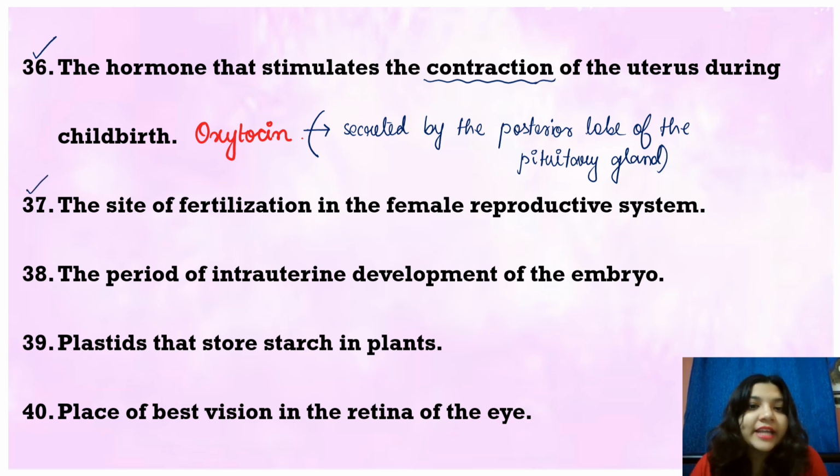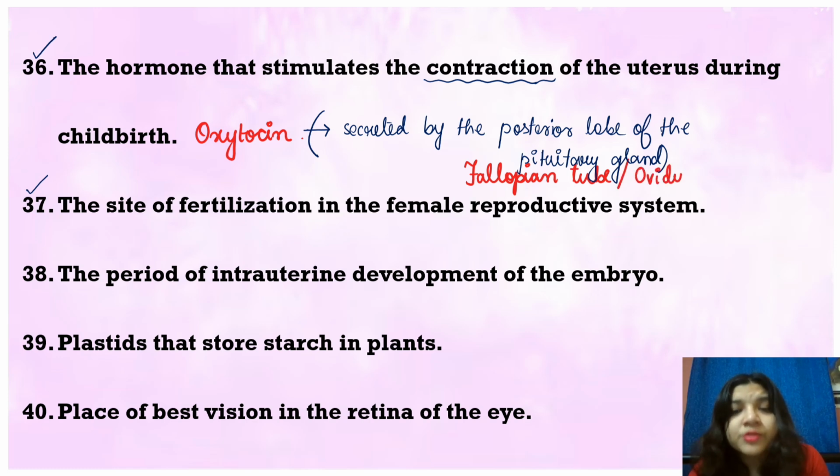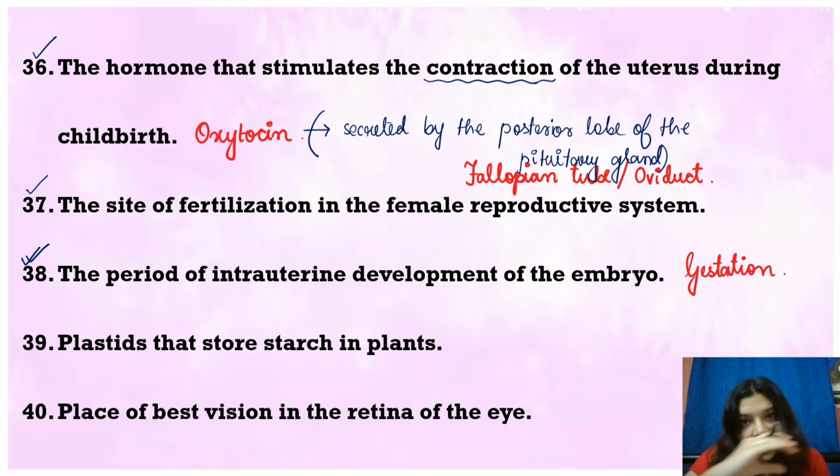Next, the site of fertilization in the female reproductive system, it is the fallopian tube, right? And the fallopian tube is also known as the oviduct. Next, we have the period of intrauterine development of the embryo. So this is known as the gestation period. That is the entire time of pregnancy when the unborn child is inside the mother's womb.